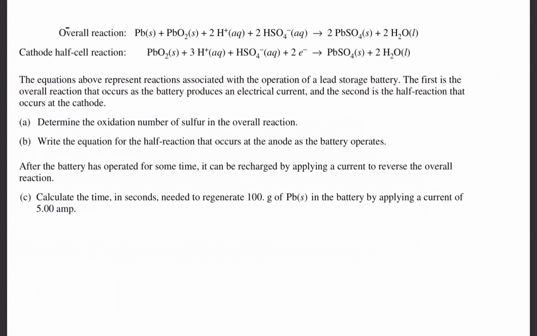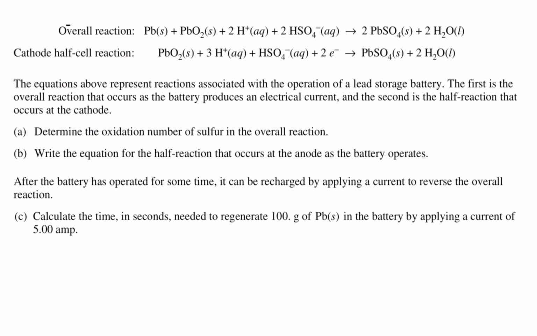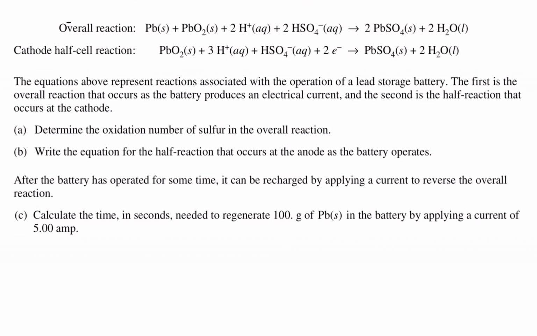Okay, lastly, let's look at a free response question. There are 2 reactions here. One is an overall reaction, followed by a cathode, so a reduction half reaction. And they say the equations above are used in a car battery, a lead storage battery. The first is the overall, the second is the cathode.